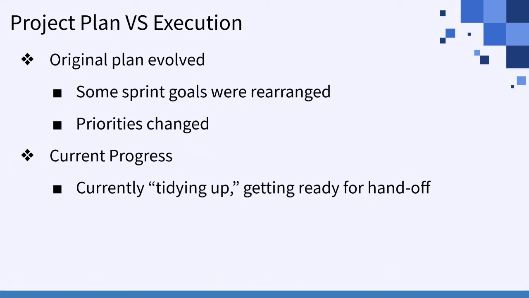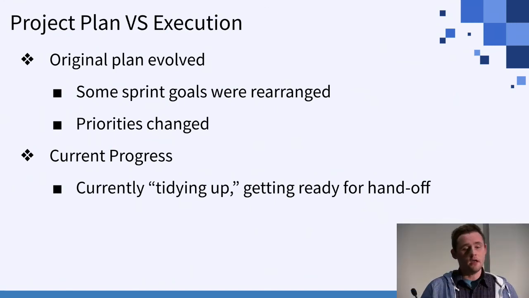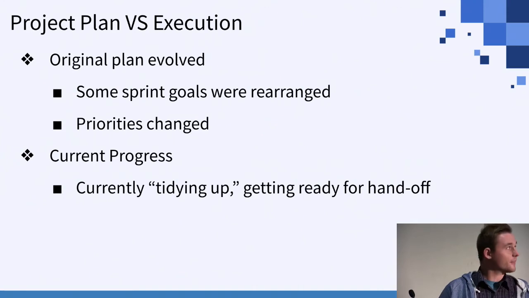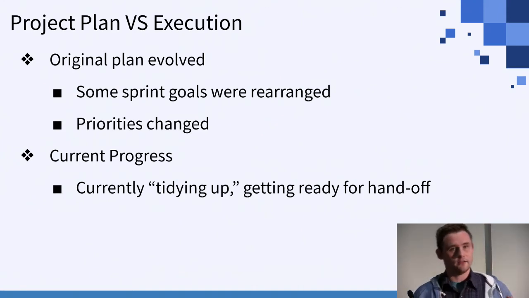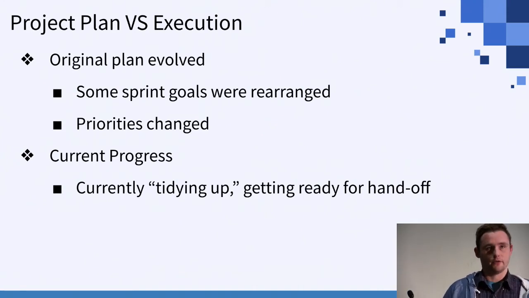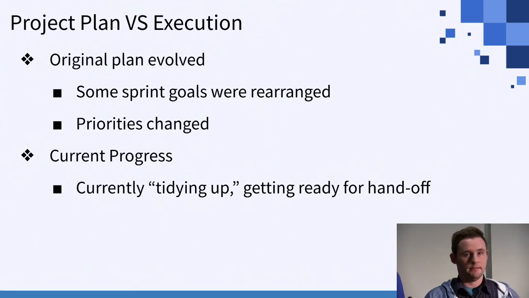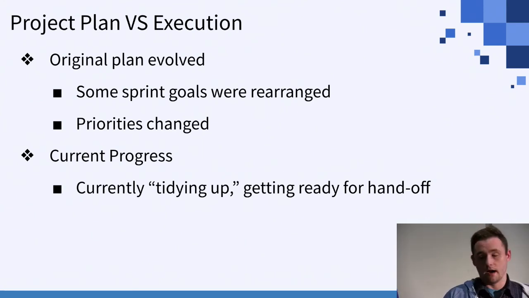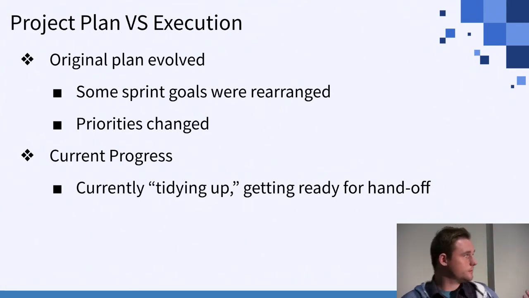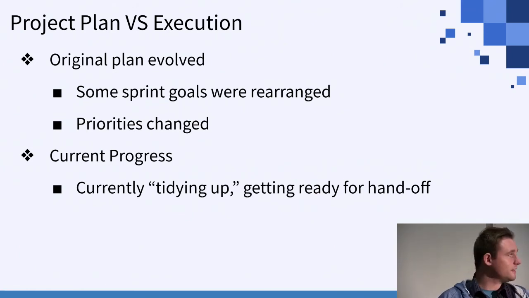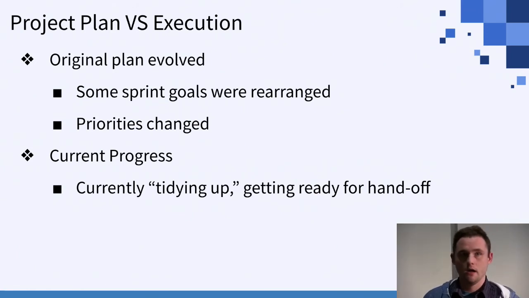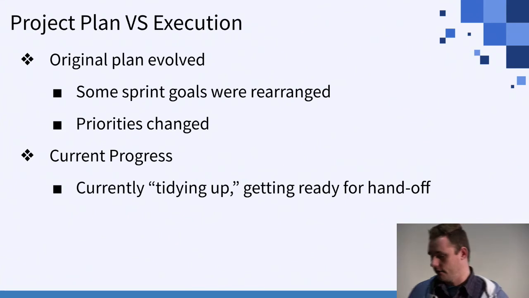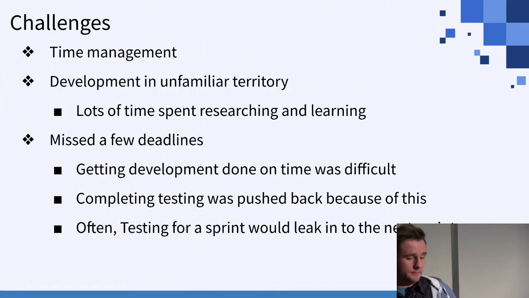One good example of this was we originally wanted to implement our UI towards the end of the semester. However, our sponsor and our project coach both didn't quite think that was a good idea, so we had to restructure our sprints and our goals for our sprints to meet those needs. Currently, we're in pretty much the same state as every other senior project team, where we're just tidying up, getting ready for handoff, and getting all of our documentation ready.